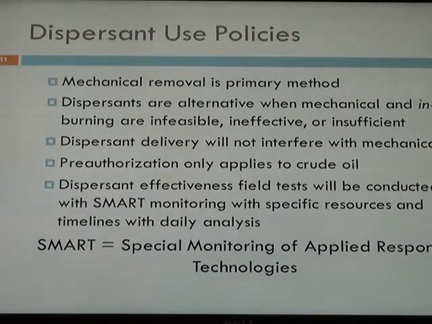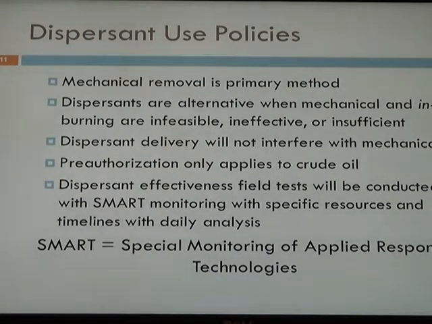So the dispersant use plan includes policies, considerations, and stipulations for dispersant use. First, mechanical recovery is the primary method to be used. Dispersants are an alternative when mechanical and in-situ burning are infeasible, ineffective, or insufficient. Dispersant delivery will not interfere with mechanical recovery. A pre-authorization area only applies to crude oil.